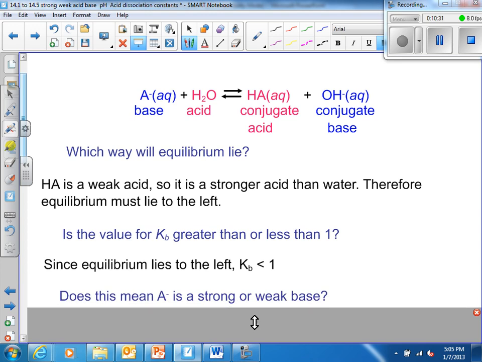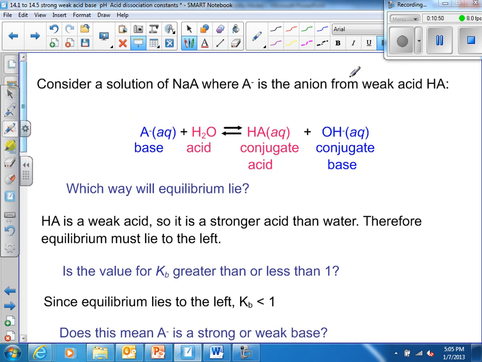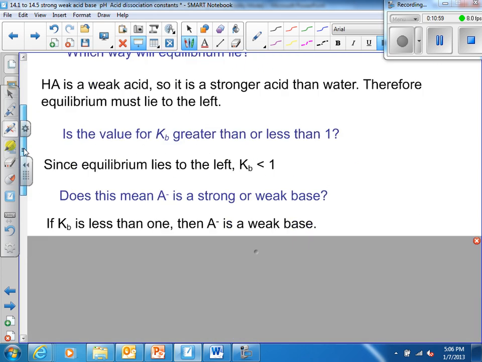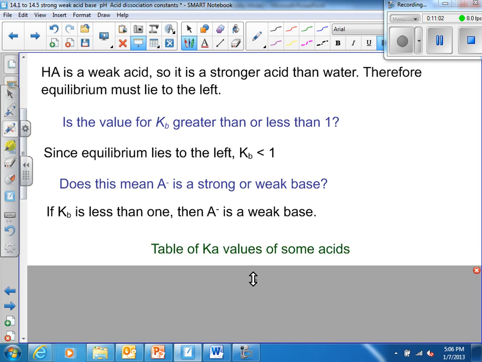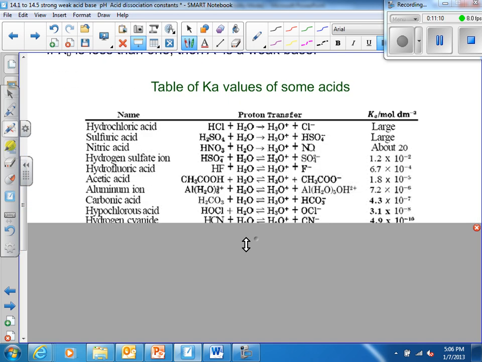Okay. Does this mean A minus is a strong or a weak base? Well, given the fact that the equilibrium lies to the left, this reaction doesn't get pushed to the right very much. Hopefully you figured out A minus is a weak base. The other thing to recognize is whenever you have a weak acid, its conjugate is always a weak base. So the conjugates of all weak acids are weak bases. Okay, here is just a table of some Ka values for different acids.